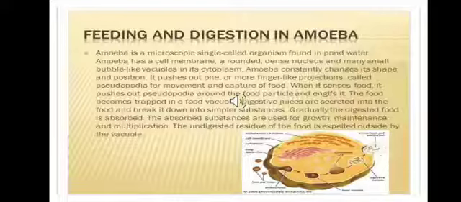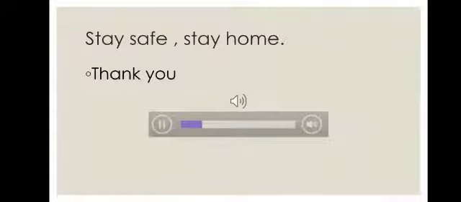When it senses food, it pushes out pseudopodia around the food particle and engulfs it. The food becomes trapped in a food vacuole. Digestive juices are secreted into the food and break it down into simpler substances. Gradually, the food is absorbed. The absorbed substances are used for growth, maintenance, and multiplication. The undigested residue of the food is expelled by the vacuoles. This was all about digestion.